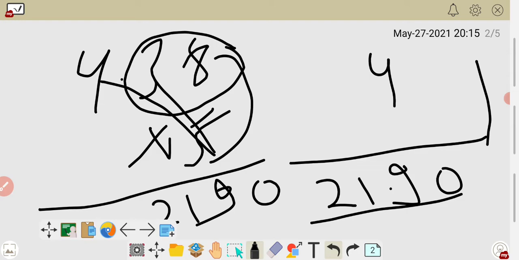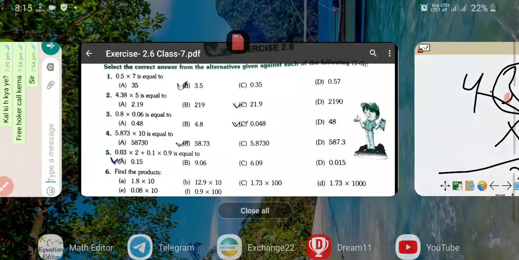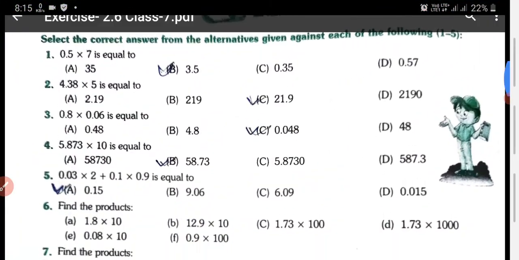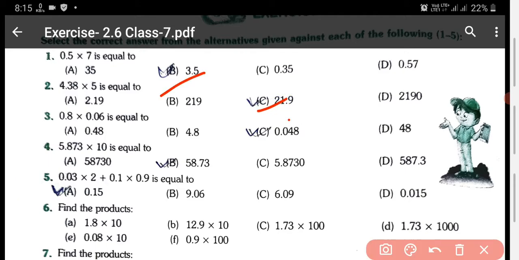So it becomes 21.90, and the 0 present at the end after the decimal is useless. Either you can write it or not, it is useless. So your answer is 21.90, or you can write 21.9 only, because this 0 is useless. So your answer is 21.9. It is your correct answer. Now come to the next question.